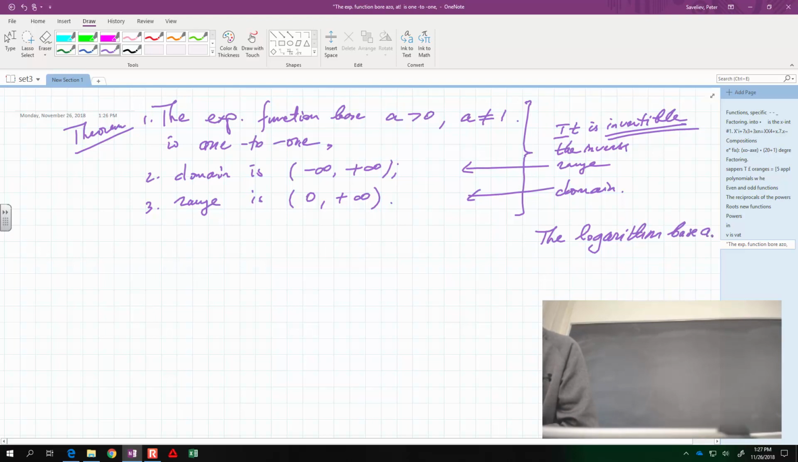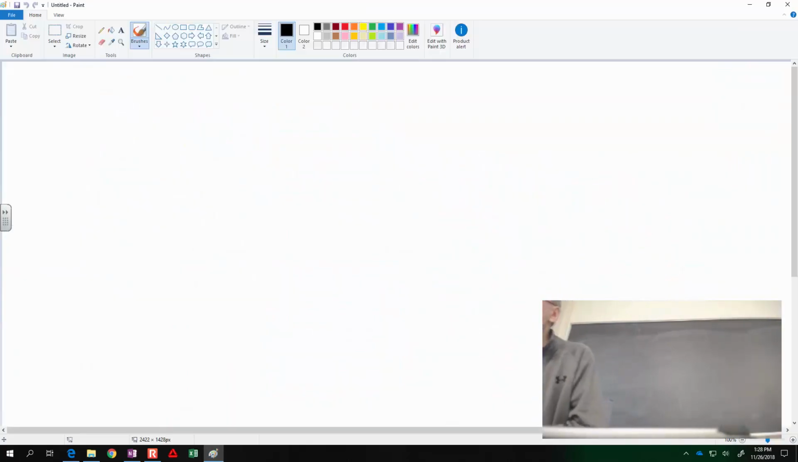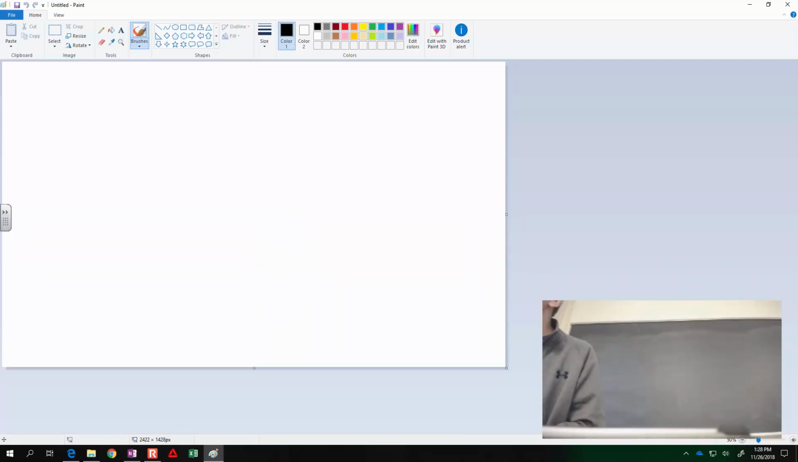Base a. So each exponential function has a base, right? And then its inverse is called the logarithm base a. Okay. So let me quickly do the flip that produces the graph of the new function.